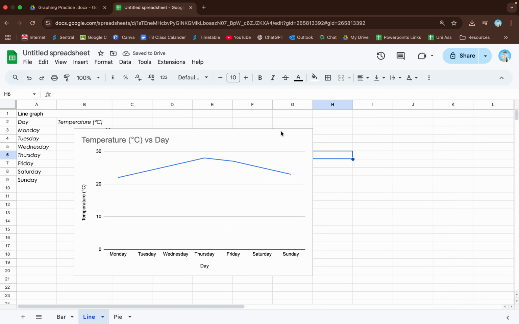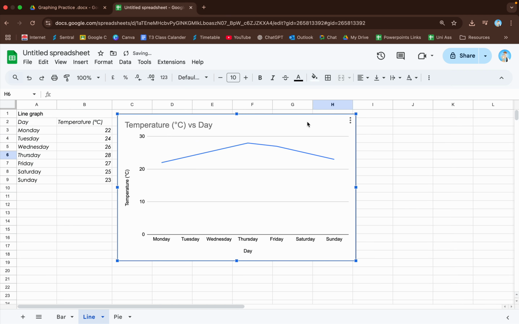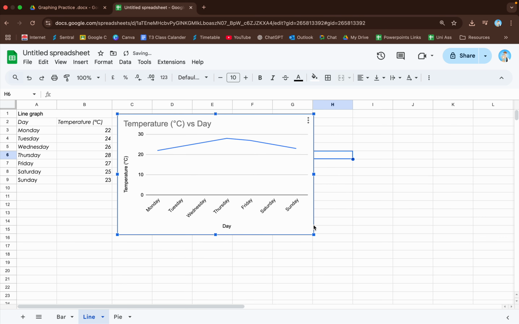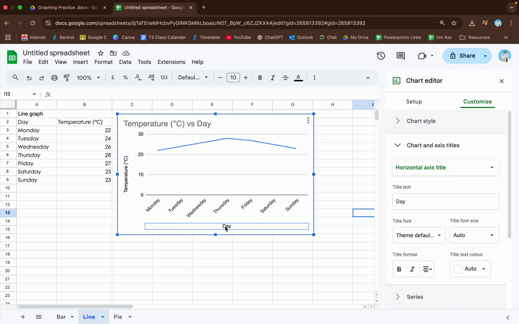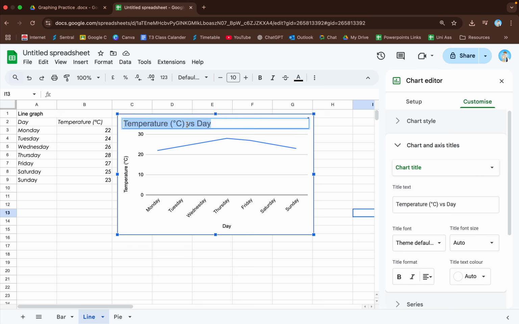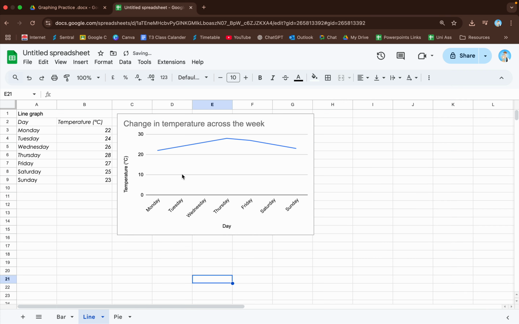Now, miss, do I do this one or do I do the line of best fit? That's what we're going to talk about now. For a chart like this, obviously the first thing that sucks about this is the title. I'm going to fix that up. So I'm not going to just say temperature versus day. I know that it's temperature versus day. I can see that. You guys need to be able to edit that and say change in temperature across the week. Something like that. Something that tells me what's going on in this graph.